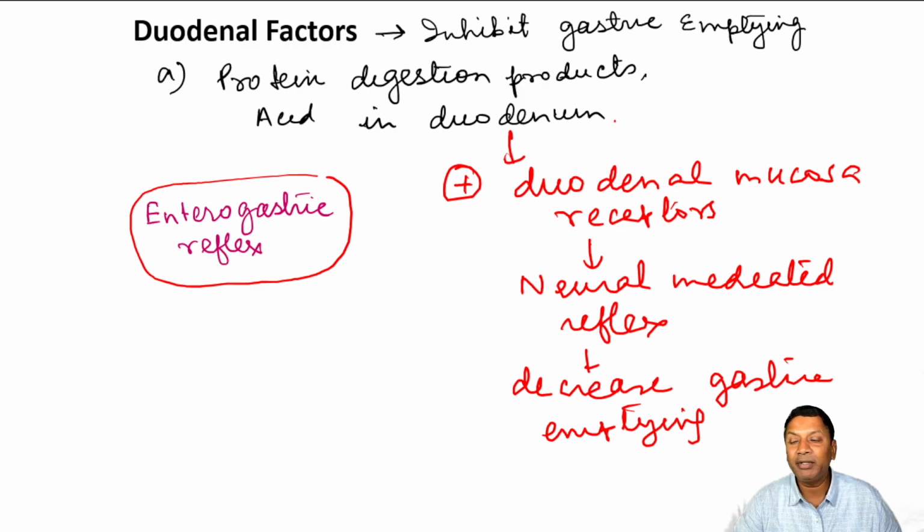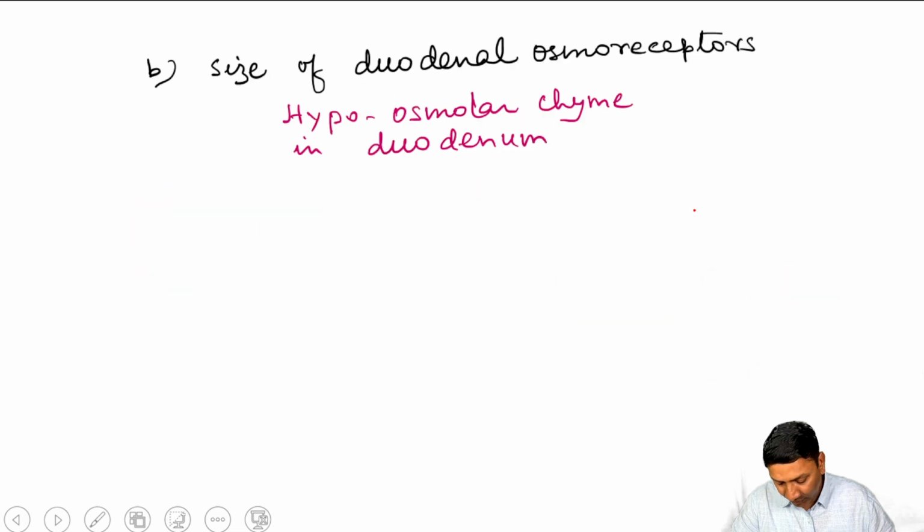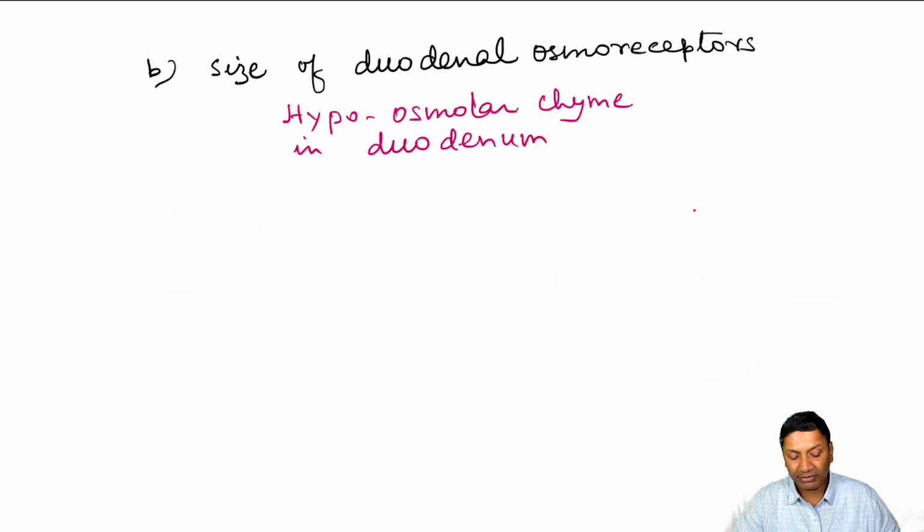Enterogastric reflex means when content enters into the duodenum, this content in the duodenum will inhibit the gastric emptying, right? This is called the enterogastric reflex. Then the second duodenal factor is the size of the duodenal osmoreceptors, which will depend upon the type of the chyme, whether it is hypoosmolar chyme or hyperosmolar chyme.